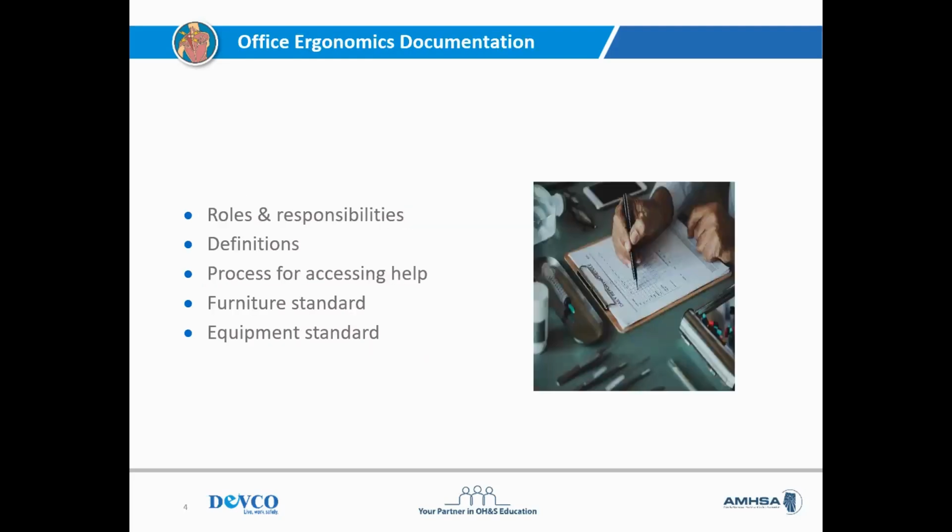So what would be key elements that we want to see documented in an office ergonomics program? Well, the first thing would be some roles and responsibilities. And sometimes when I'm dealing with clients, particularly if they're a one-off client or a client that I'm dealing with sporadically, often one of the challenges I run into is nobody knows who's responsible for what.